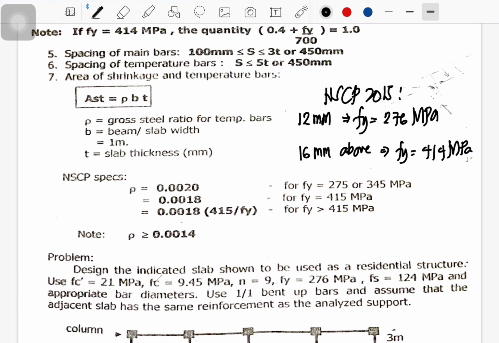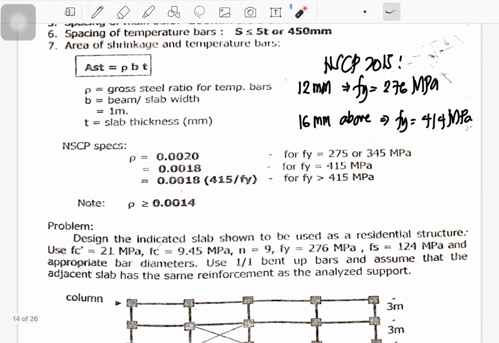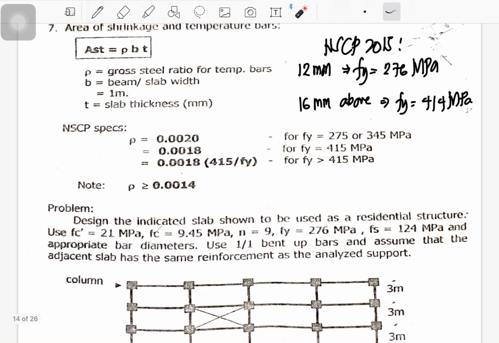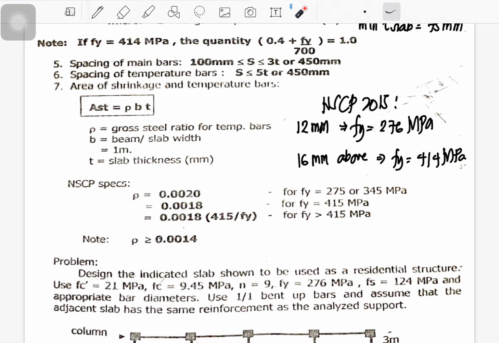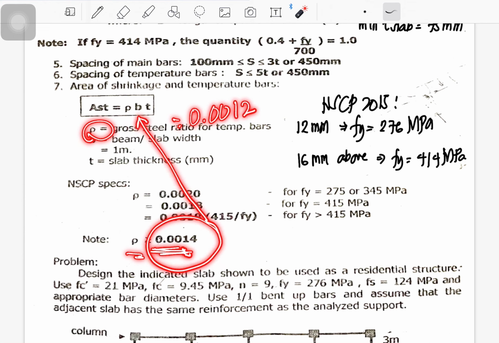Since the NSCP code is always updated, and as of now we have so many occurrences of earthquakes, they have to increase the strength of our structures. So take note that the rho should be greater than 0.0014. If your rho computed here is just equivalent to 0.0012, you will use this rho to solve for the area of the temperature bars.